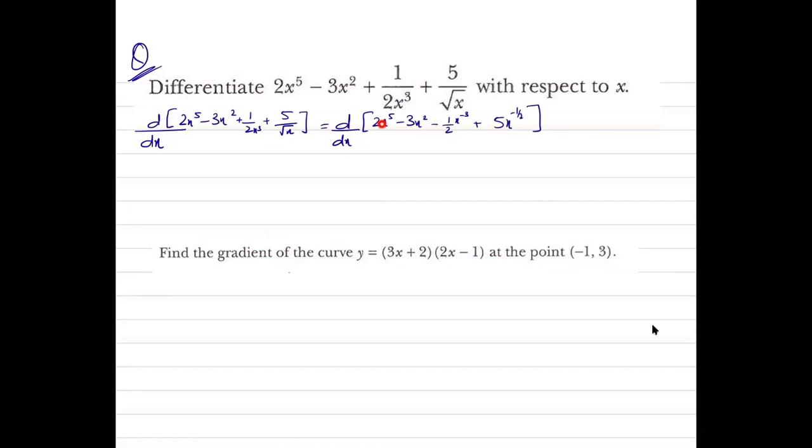Now I'm going to differentiate each and every term. So what is the differentiation of 2x to the power of 5? 10x to the power of 4. 10x to the power of 4 minus 6x plus 3 upon 2 x to the power of minus 4. 5 times minus half is minus 5 by 2. X to the power of minus half minus 1 is minus 3 upon 2. That is going to be the derivative of this function.